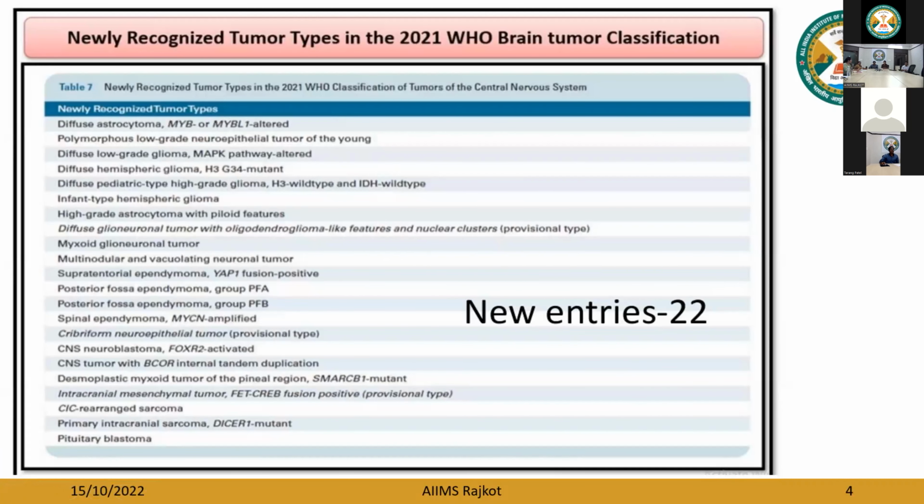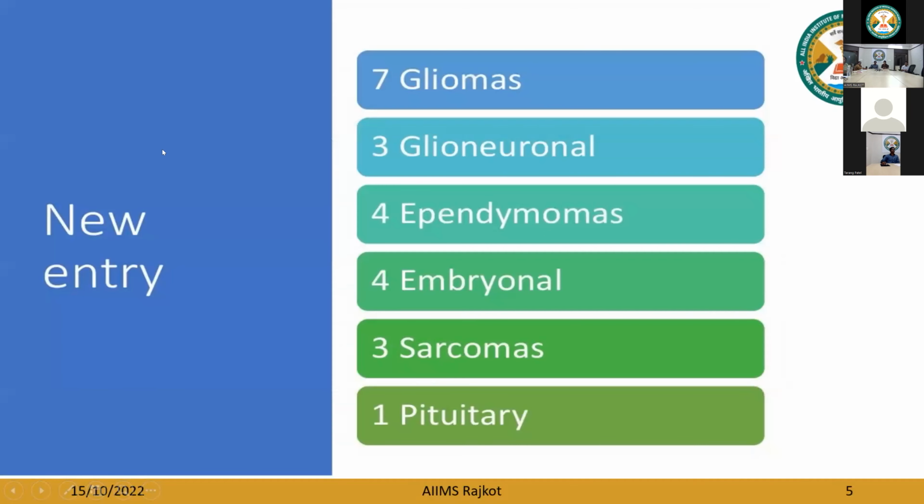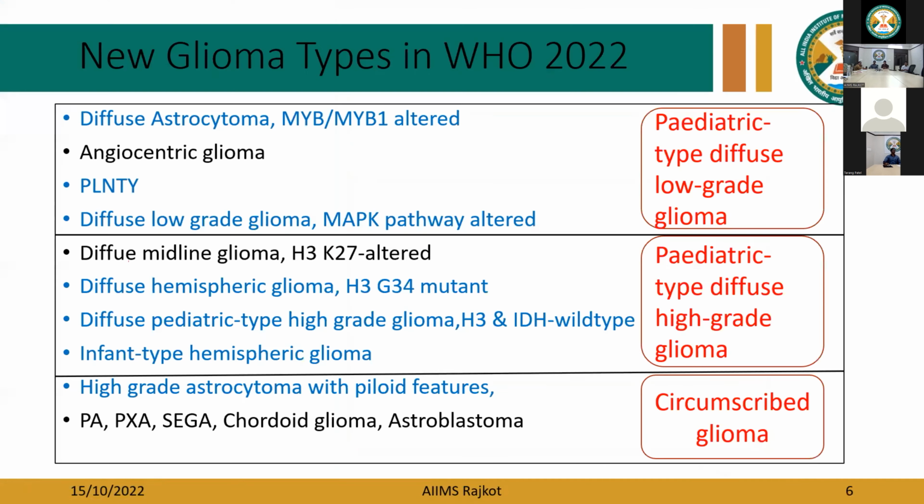So these are the new 22 CNS tumors, but today we will talk about only the first 3 tumors. These 22 tumors include 7 glioma, 3 glioneuronal, 4 ependymoma, 4 embryonal, 3 sarcoma, and 1 pituitary tumor. And the new 7 glioma are 3 from pediatric-type diffuse low-grade glioma, 3 from pediatric-type diffuse high-grade glioma, and 1 from circumscribed glioma.